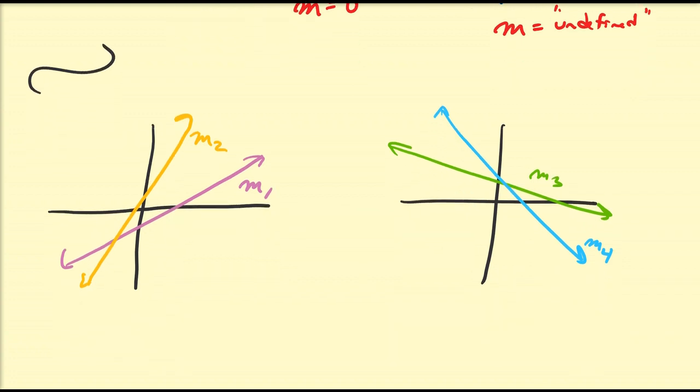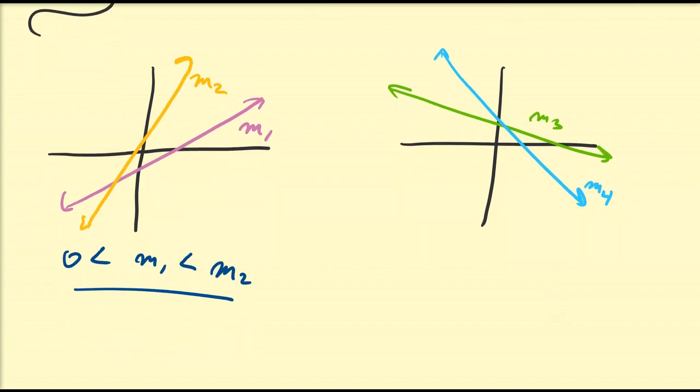Well, clearly both M1 and M2 are positive because they're both going up from left to right, but which one of these slopes are bigger? So if you said that M2 is larger than M1, then you are correct. And you can also say that both of these slopes are positive based on this picture.